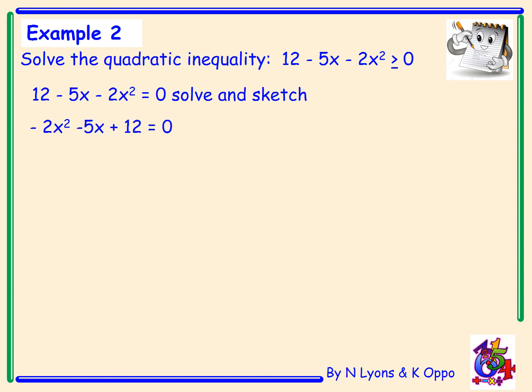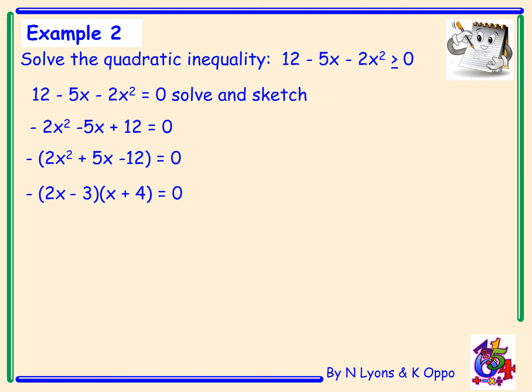Now it's easier to just write it backwards: minus 2x squared minus 5x plus 12 equals 0. I take the minus 1 out to help me factorise it. So take the minus 1 out as a common factor. And inside the bracket I've now got 2x squared plus 5x, now it's changed sign, minus 12, it's changed sign as well, equal to 0. I leave the negative out and I factorise it. I've got 2x minus 3, x plus 4.